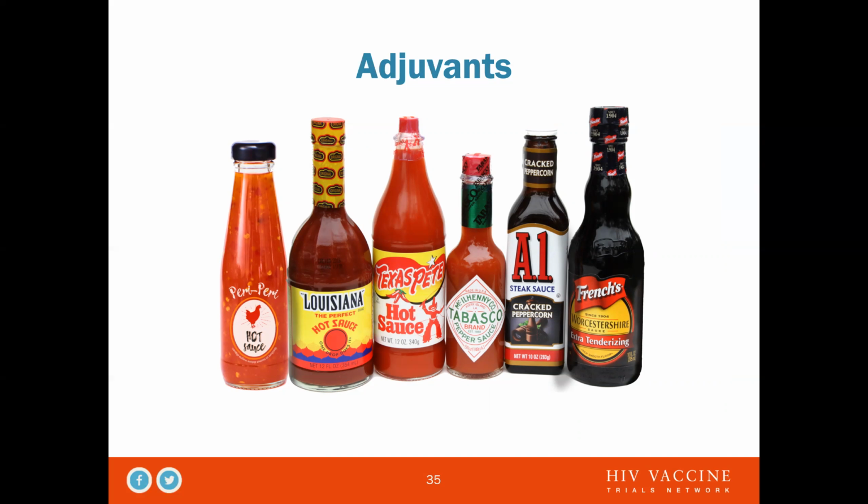Adjuvants are products that are used to boost the body's reaction to the vaccine and give it that extra kick. Many licensed vaccines use adjuvants. One type of adjuvant that is used in Europe for many licensed vaccines is called MF59, which the HIV Vaccine Trials Network has tested in several studies. There are lots of different kinds of adjuvants.